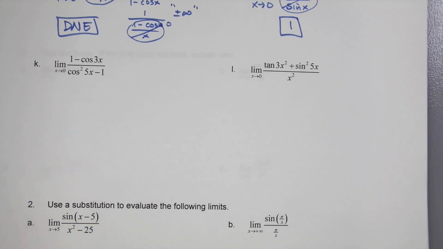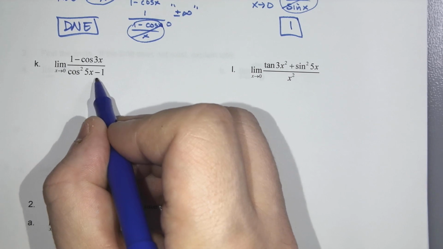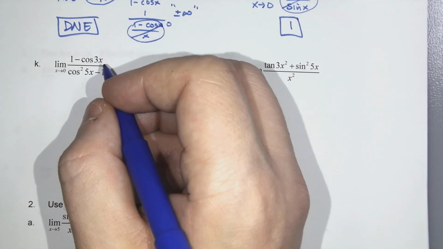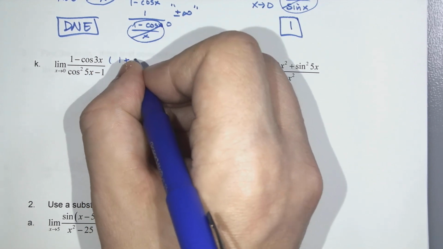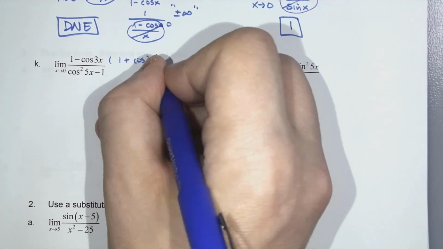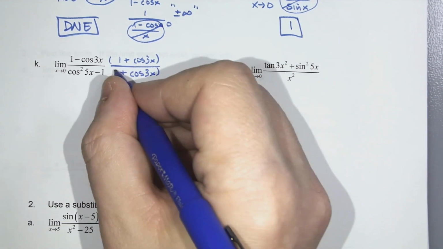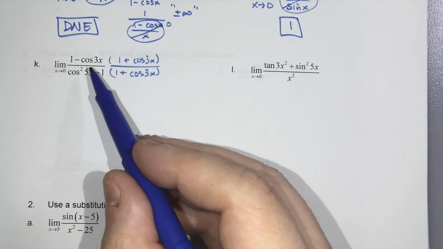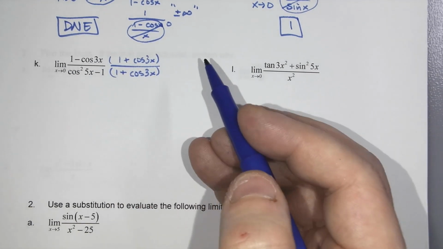Okay, let's do... See, the bottom's already a Pythagorean identity. Let's do this. Yeah, let's give it a shot. I'm going to multiply by 1 plus cosine 3x on top and bottom. In other words, the conjugate. So that way on the top I'm getting something that will hopefully turn me into the sines nicely also.